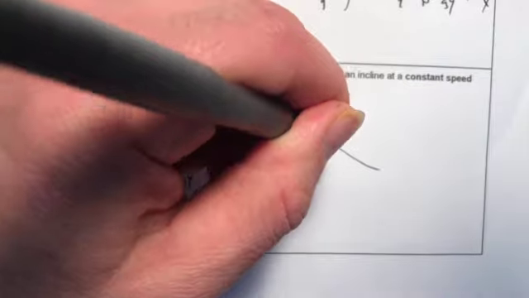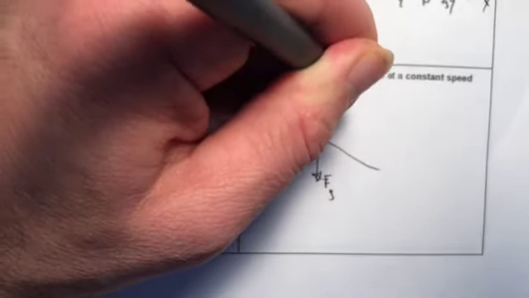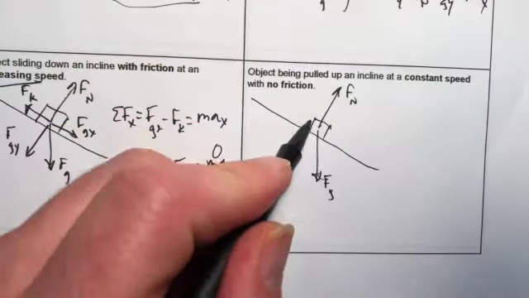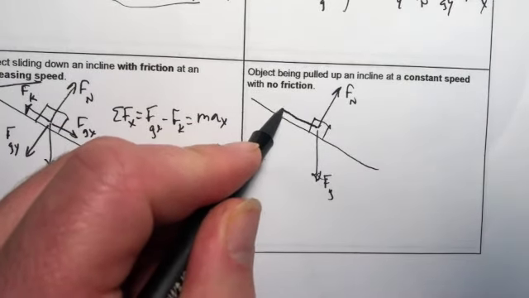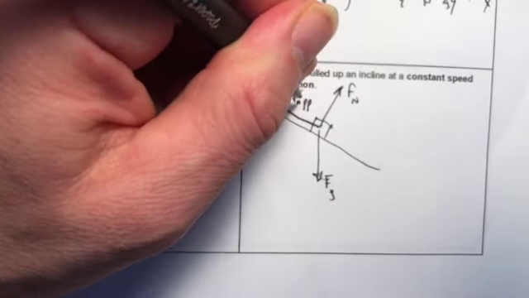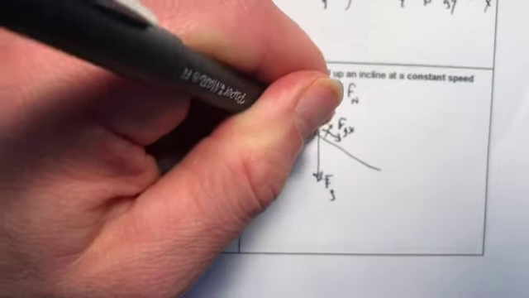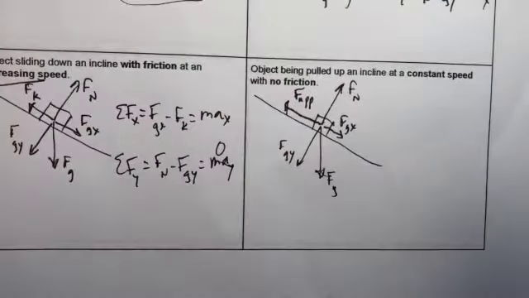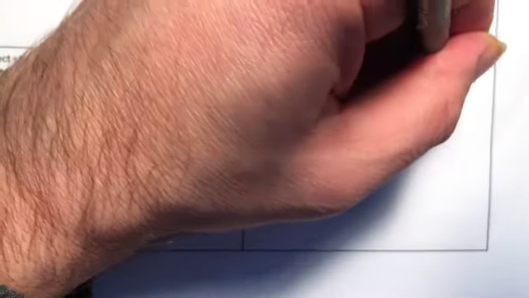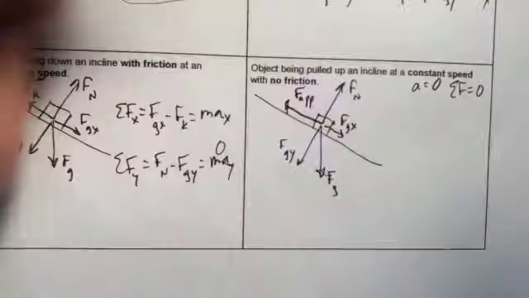Let's draw our object. Got our weight, got our normal force. All right, being pulled up the incline, so there's some applied force here. And we also have Fgx, and we have Fgy. Those things, Fgx and Fgy, are there every time as well. It says it's a constant speed, so a equals 0, and there's no friction. Sum of the forces must also equal 0 if a is 0.